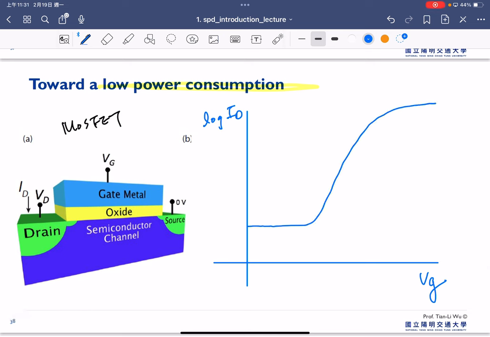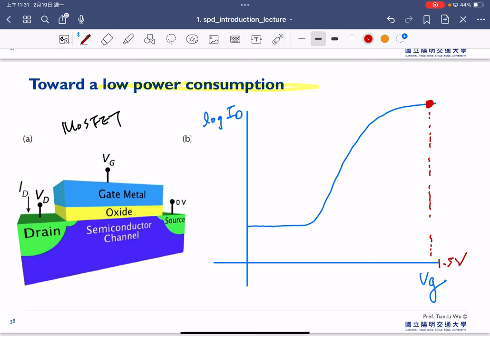And that means if you want your transistor to operate at a certain current, you need to bias at this range. For example, probably like 1.5 volt here. So you have to bias at 1.5 volt to reach a certain targeted output current here.